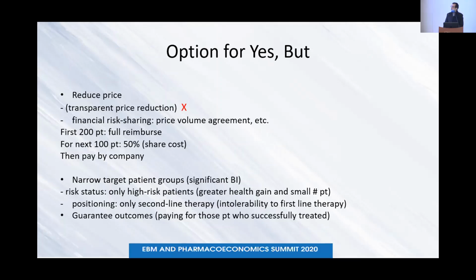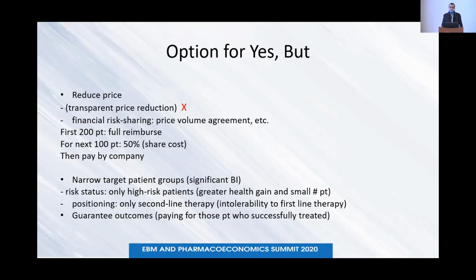What's the option? Transparency and price reduction. So we ask the company to give a transparent price reduction. The pharmaceutical company is not willing to provide a transparent price reduction due to external price referencing, because other countries will start to reference you. So this option is not applicable. The second option is a financial risk sharing agreement or managed entry agreement, for example, a price volume agreement.